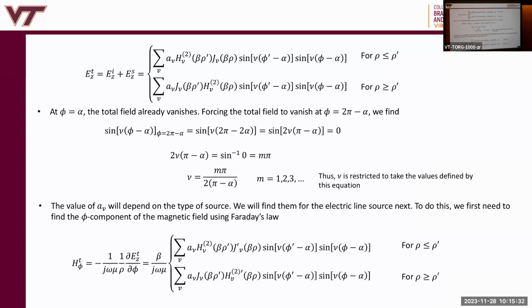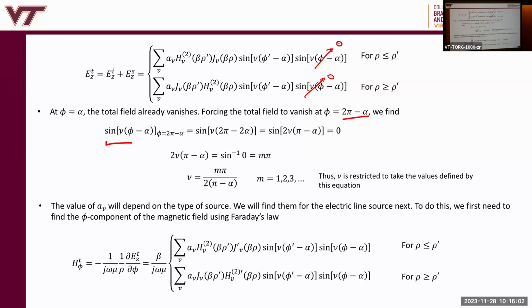So at phi equal to alpha, what happens? When phi is equal to alpha, this becomes sine of 0, so this goes to 0 and the whole expression goes to 0. So already at phi equal to alpha, the total field vanishes. Now we just have to ensure that it also vanishes at phi equal to 2 pi minus alpha at the other wedge face. So we take these expressions and we set the phi variation equal to each other.